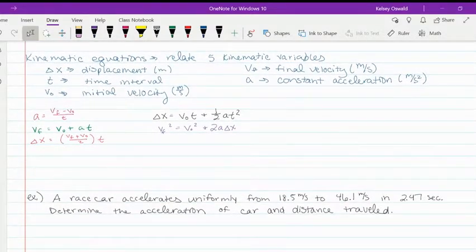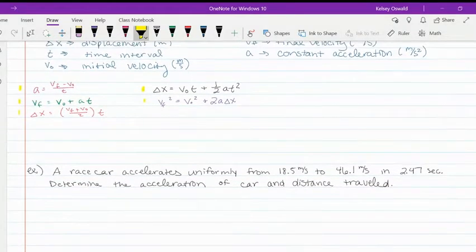So as a refresher, our 5 kinematic equations are going to be up here. We have acceleration is equal to final velocity minus initial velocity over time. Our final velocity is equal to initial velocity plus acceleration times time. Displacement is equal to final velocity plus initial velocity divided by 2 times time. Displacement is equal to initial velocity times time plus 1/2 acceleration time squared. And then the last one is final velocity squared is equal to initial velocity squared plus 2a delta x.